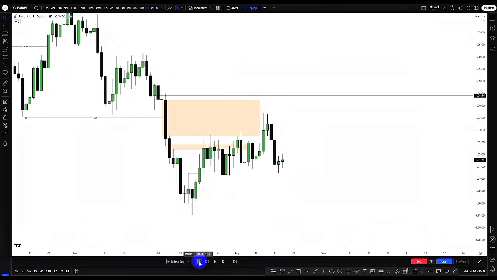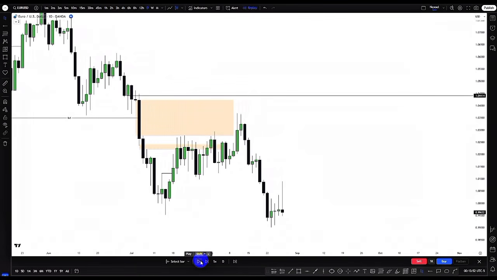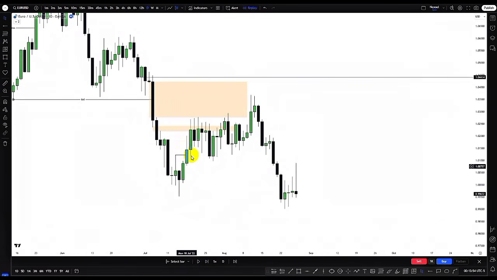Okay. Now you can also see again here. Let's do it with this so that the chart will be clear, please. Now you can see we have another accumulation phase here. We have another accumulation here.